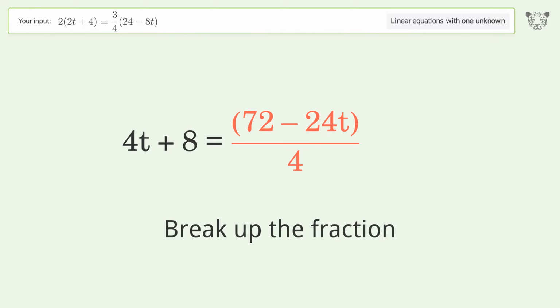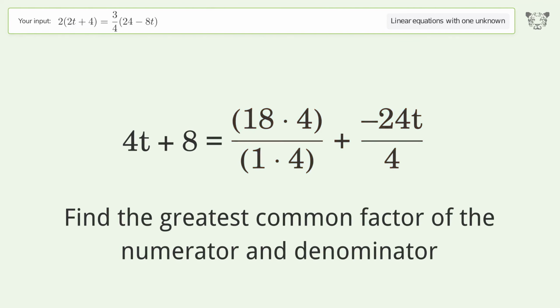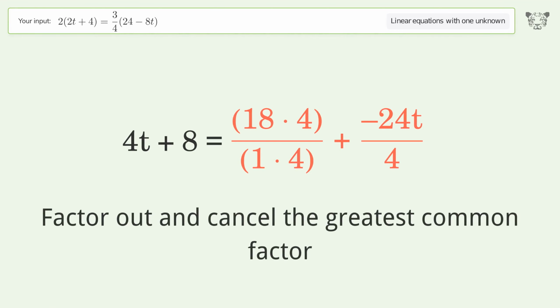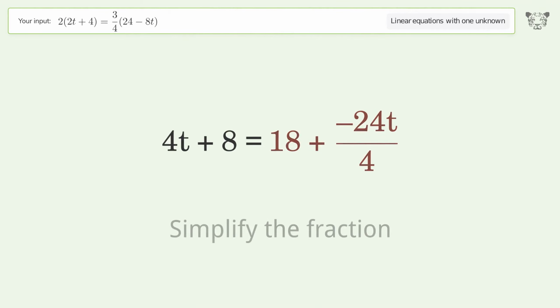Break up the fraction. Find the greatest common factor of the numerator and denominator. Factor out and cancel the greatest common factor. Simplify the fraction.